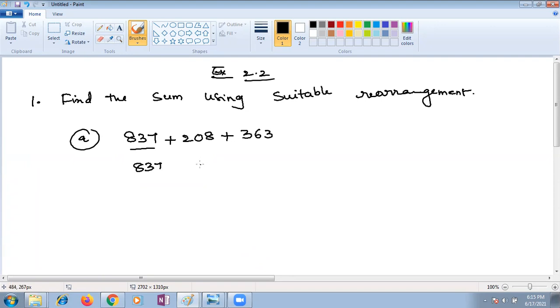Next. 363. Very good. We just combine. You are just arranging the order. 208, ma'am. Very good. Come on, make it fast. Why did you arrange these two together? Can you please say the reason also? Because they both are bigger than 200, ma'am.